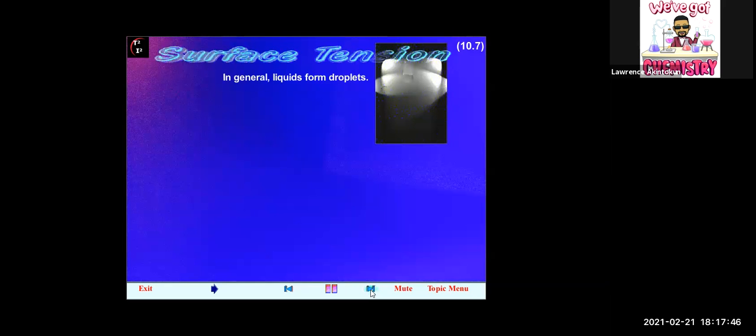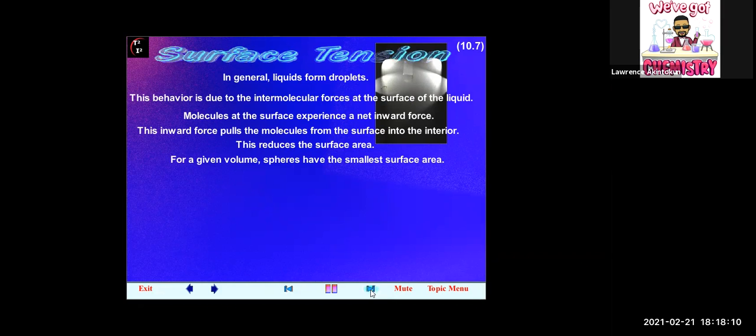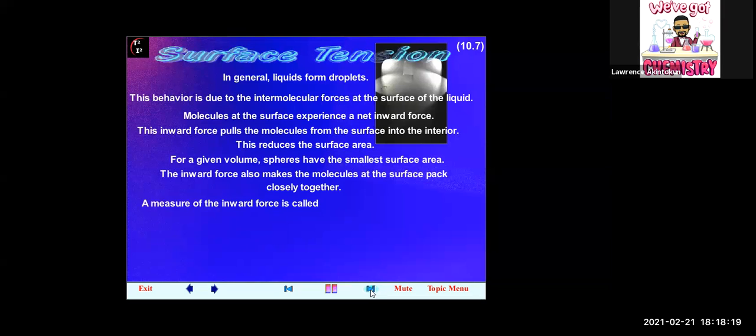In general, liquids form droplets. This behavior is due to the intermolecular forces at the surface of the liquid. Molecules at the surface experience a net inward force. This inward force pulls the molecules from the surface into the interior. This reduces the surface area. For a given volume, spheres have the smallest surface area. The inward force also makes the molecules at the surface pack closely together. A measure of the inward force is called surface tension. Note: molecules in the interior are attracted equally in all directions.